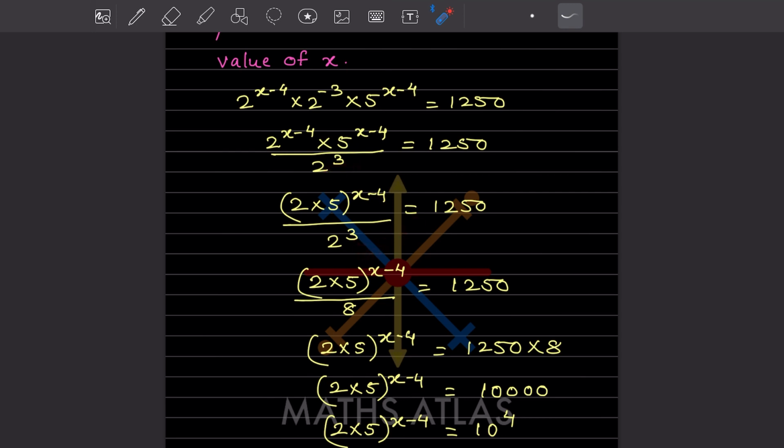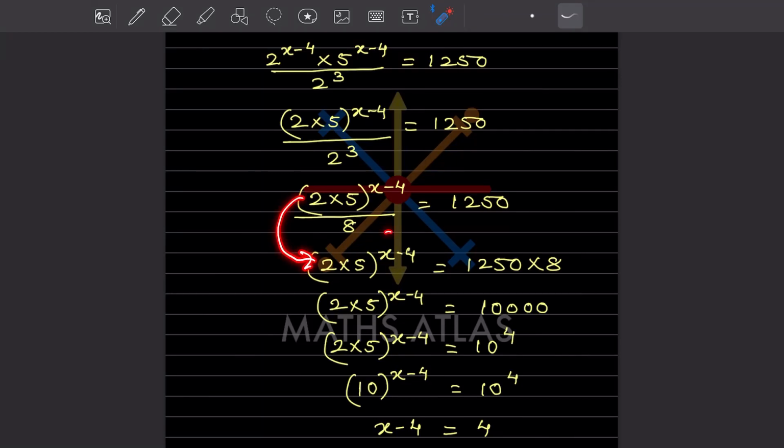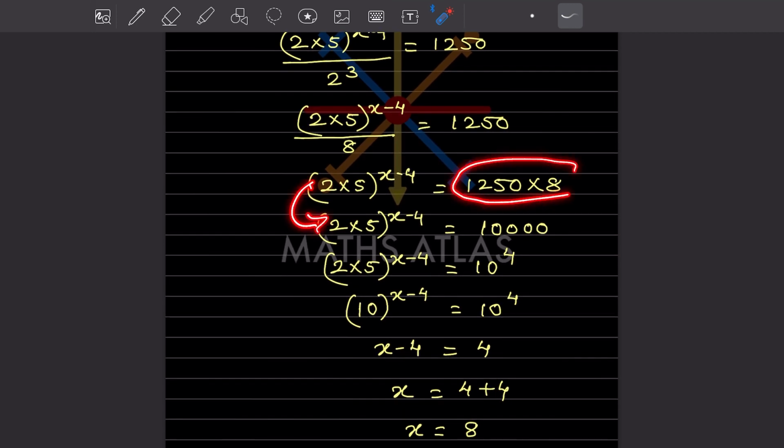So now what you can do here, again this will be the same. This you are going to expand, that is going to be 8, and this is the same. So now look at here, this is going to be the same. This you will put on this side. So 1250 into 8 will be 10,000. So now what we can write here, this you will write the same, but 10,000 is nothing but how many zeros are here? 1, 2, 3, 4. So you will write here 10 to the power of 4. So now look at here, 5 2s are 10, and the exponent is the same, and this the same.